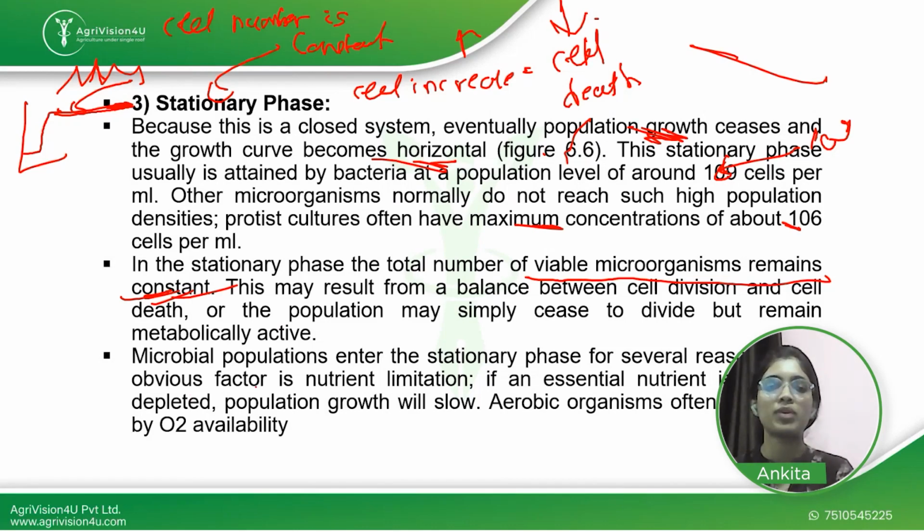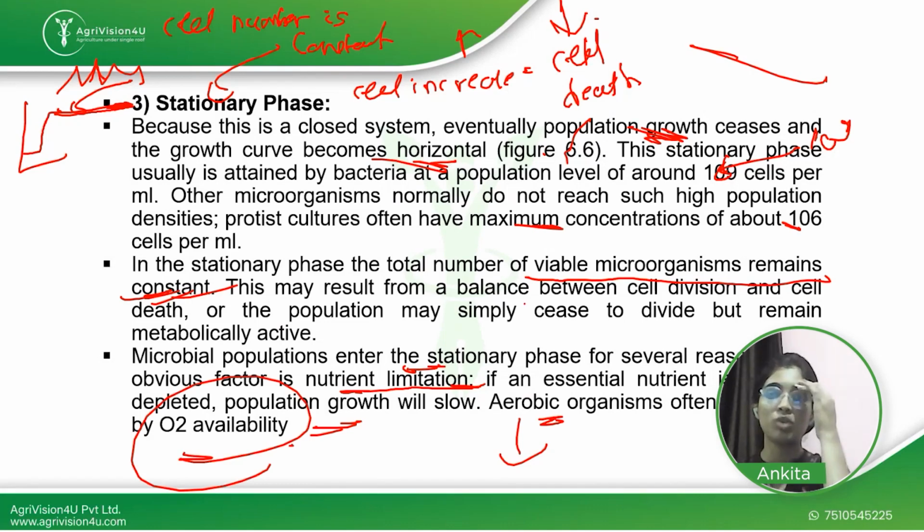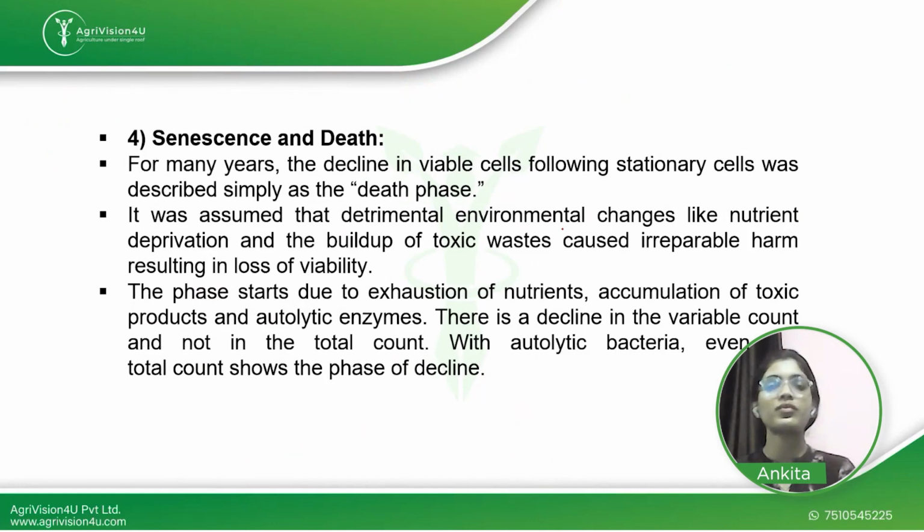Now your microbial population will enter the stationary phase for several reasons. One obvious factor over here is nutrient limitation. If an essential nutrient is severely depleted, population growth will be slow. If your nutrients are decreasing, then your growth will be slow, because for the growth of microbes, nutrients are required. Aerobic organisms often are limited by oxygen availability. Means if oxygen is not properly available, obviously your aerobic microorganisms will not grow, because they require oxygen for their growth. So this is the stationary phase.